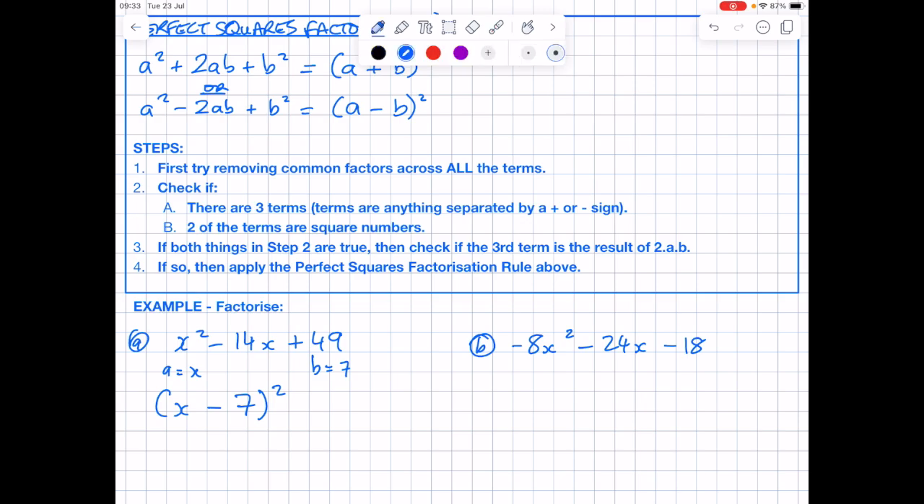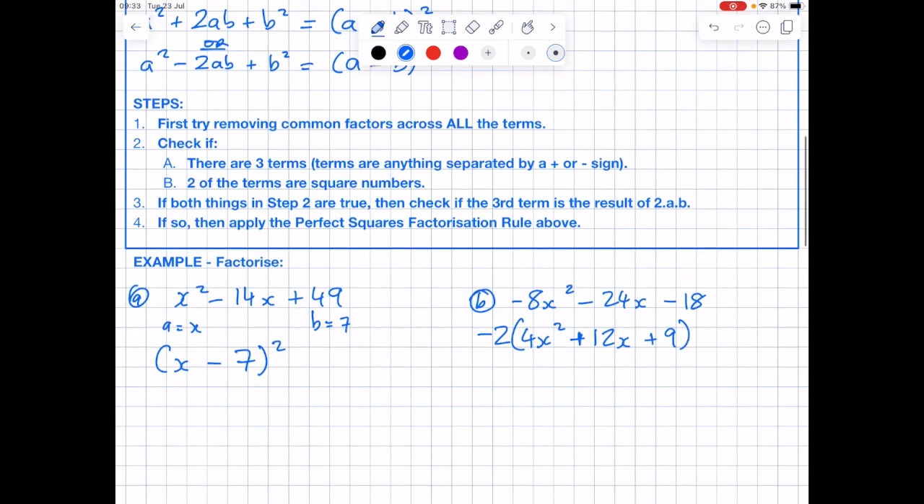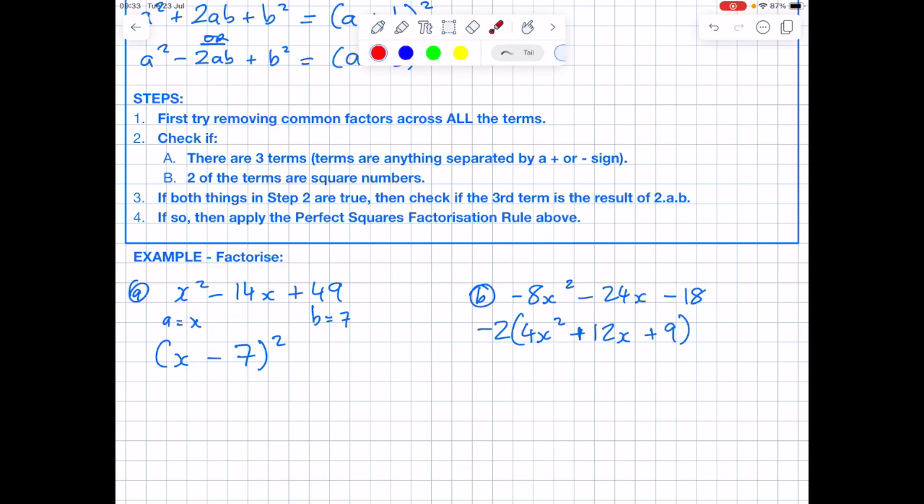So if we remove negative 2 as a common factor, what do I times negative 2 by to get negative 8's x squared? 4x squared. Negative 12, positive 12x, because that's negative. So what do I times negative 2 by to get negative 24x? It would be positive 12x. And what do I times negative 2 by to get negative 18? Positive 9. So we removed a common factor, so I applied the first step of try remove common factors.